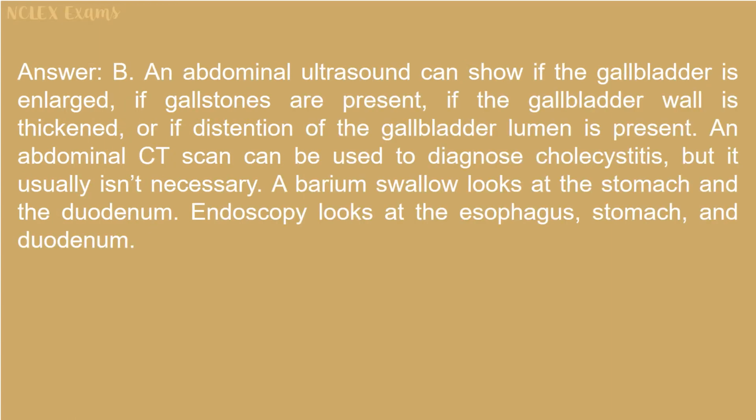Answer B. An abdominal ultrasound can show if the gallbladder is enlarged, if gallstones are present, if the gallbladder wall is thickened, or if distension of the gallbladder lumen is present. An abdominal CT scan can be used to diagnose cholecystitis, but it usually isn't necessary. A barium swallow looks at the stomach and the duodenum. Endoscopy looks at the esophagus, stomach, and duodenum.